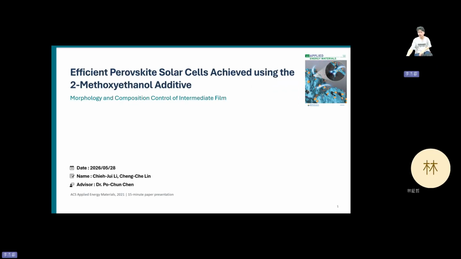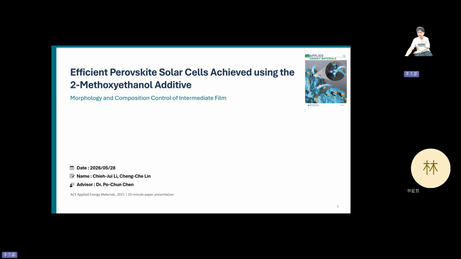Good morning, everyone. Today I'm going to present this paper. The title is Efficient Perovskite Solar Cells Achieved Using a 2-Methoxyethanol Additive. And this paper was published in ACS Applied Energy Materials in 2021. And the main topic is about perovskite solar cells, also called PSCs.